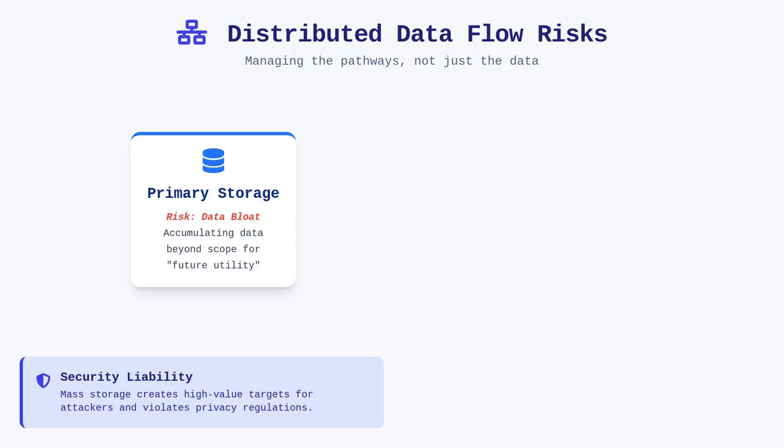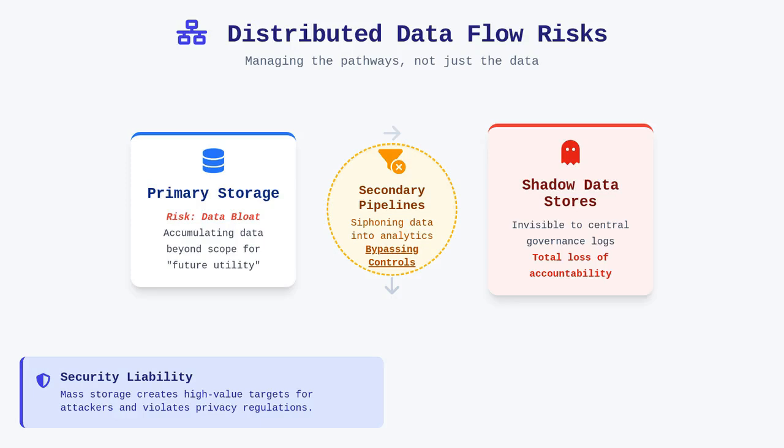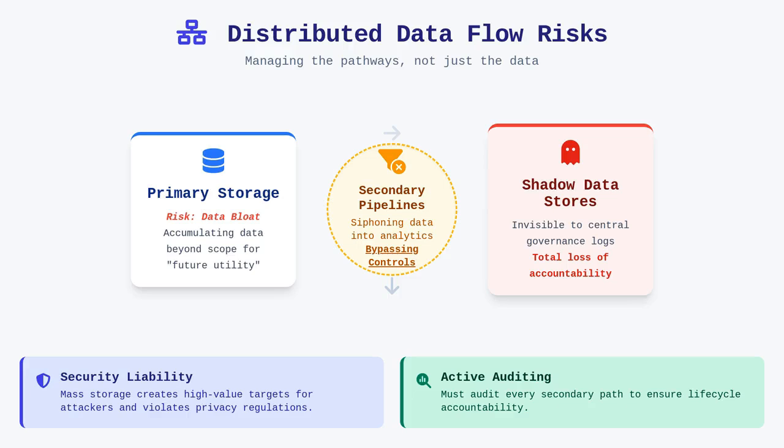When databases grow unchecked, they act as high-value targets for attackers, and this mass storage often lacks the granular controls required by modern privacy regulations. We must treat every storage bucket as a potential liability, especially when developers implement secondary processing pipelines that siphon data into analytics platforms without implementing corresponding privacy safeguards. These pipelines often bypass the primary security controls, creating shadow data stores that are invisible to the organization's central governance logs. If we do not actively audit these secondary paths, we effectively lose accountability for the data's lifecycle.